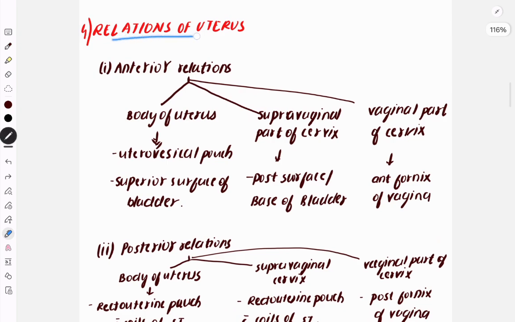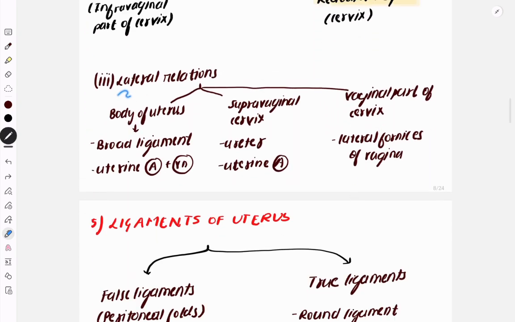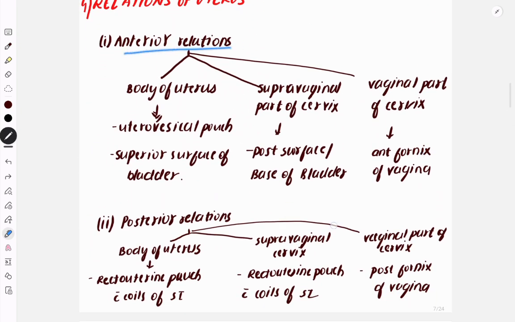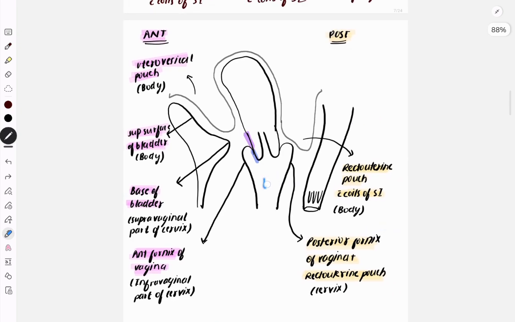Further, discussing the relations of the uterus, we are going to discuss the anterior relations, the posterior relations, as well as the lateral relations of the uterus. Starting with the anterior relations, we can understand it with the help of a diagram. If this is the uterus, anterior to the uterus we have the urinary bladder, and posterior to the uterus we have the rectum as well as the anal canal. So anteriorly we mainly have four relations.